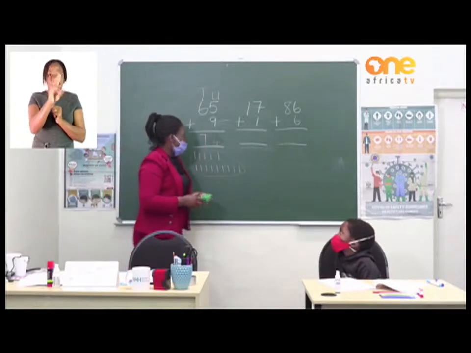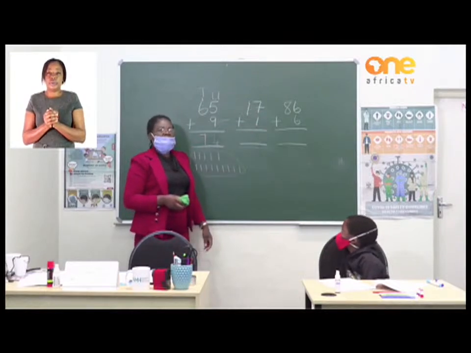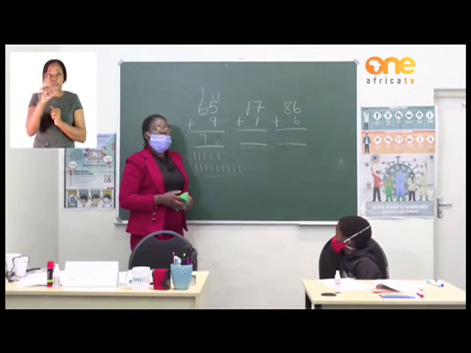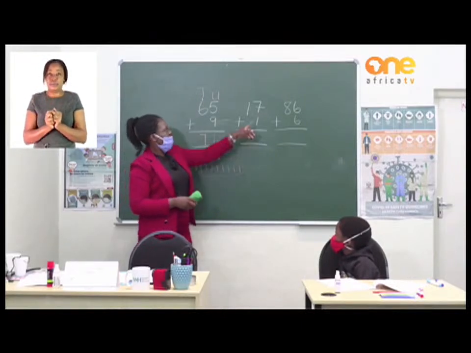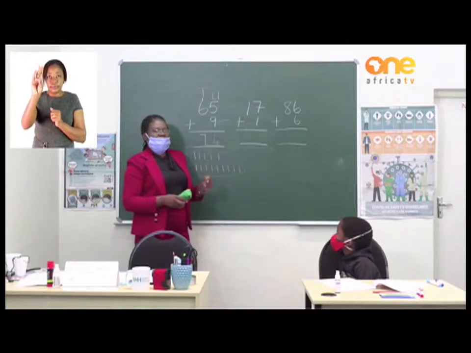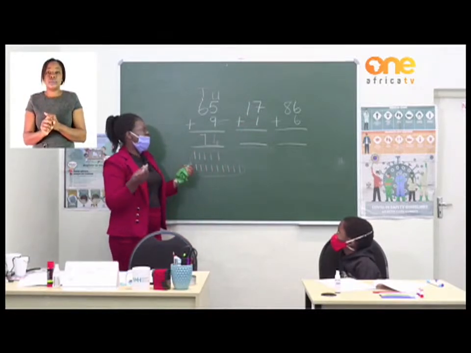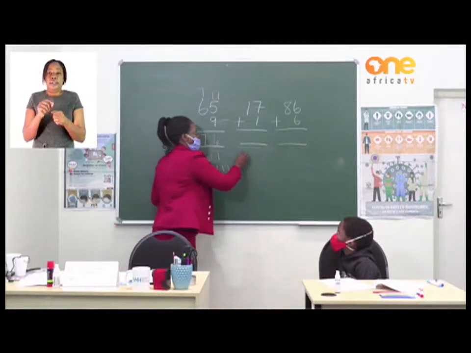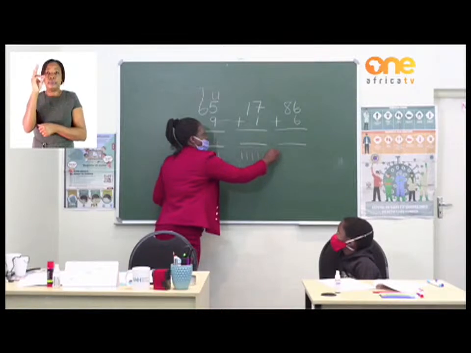Now, what about if it's 17 plus 1? This one will be very easy for you because it's very straightforward. I'm not going to get an answer with two numbers. 7 plus 1. I can use my fingers or whatever I can use. I can count still the same: 1, 2, 3, 4, 5, 6, 7.